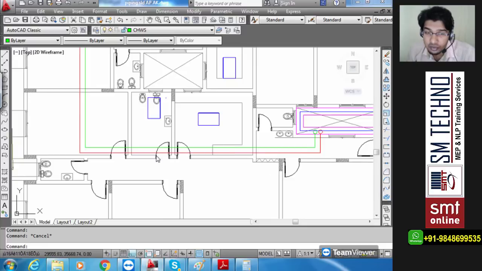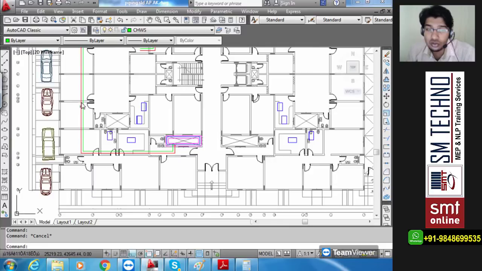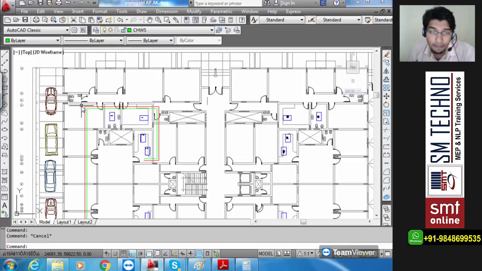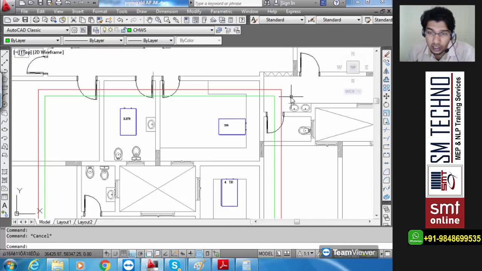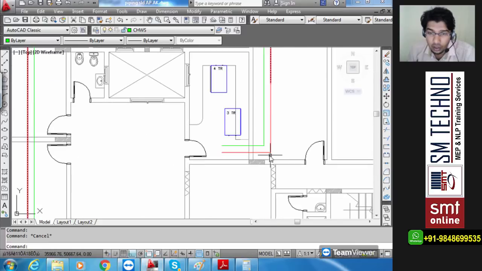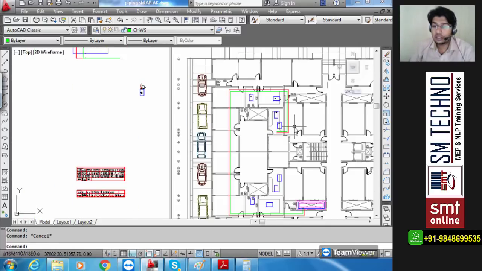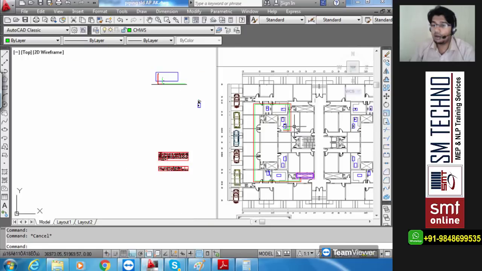Now you have to check whether the return pipe is breaking any structural element. If it is doing so, you'll have to change. See here, not breaking. Here also not breaking. It is running exactly along the wall. Here also very clean. Here also clean, and here also done. Level 1 is completed for supply and return.